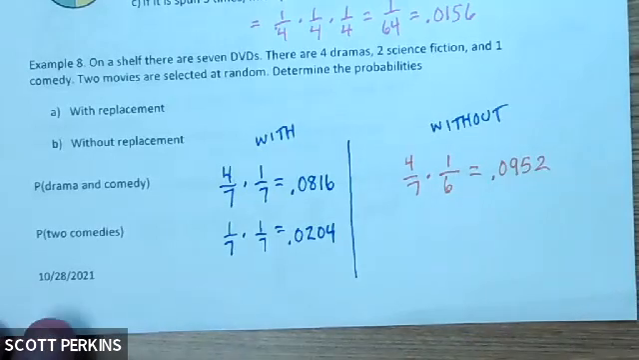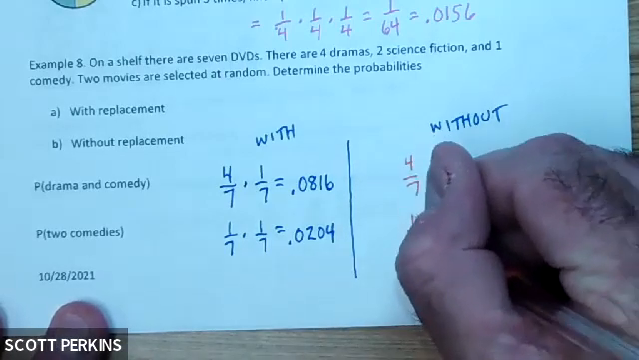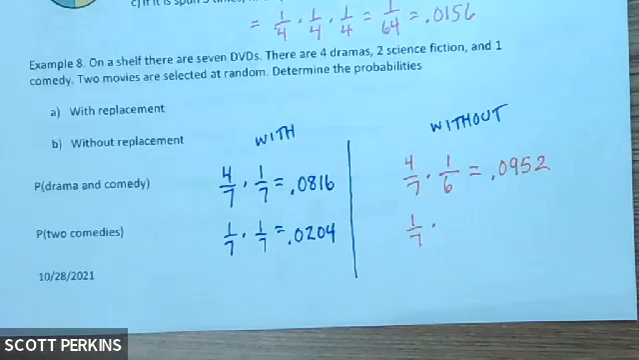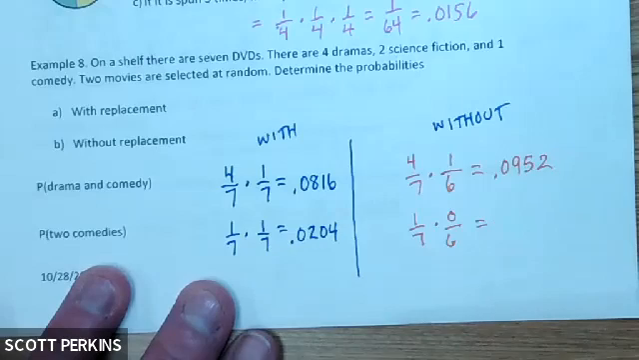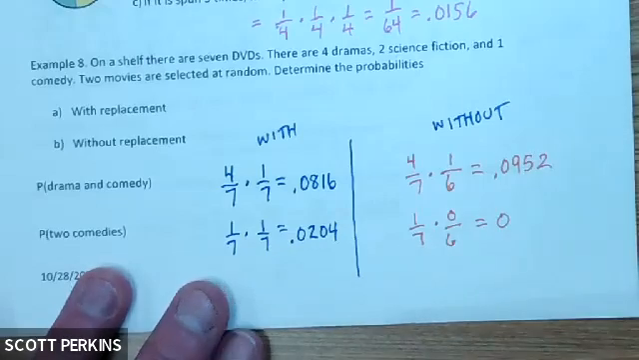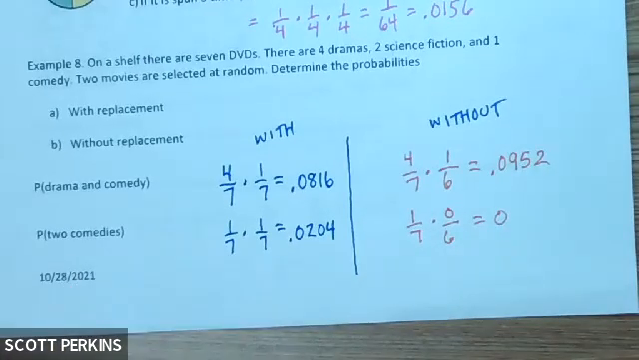And last but not least, 2 comedies. Well, I reach my hand up. The first one being a comedy is 1 chance out of 7. I'm now holding that comedy in front of my hands. And now I reach my hand up. What's the probability the next one comes down a comedy? Yeah, there's no more comedies up there. There's 0 out of 6. So 0 times anything is 0. And then for the sake of review, from our basic probability facts, what does it mean when the probability of something is 0? Can't happen.